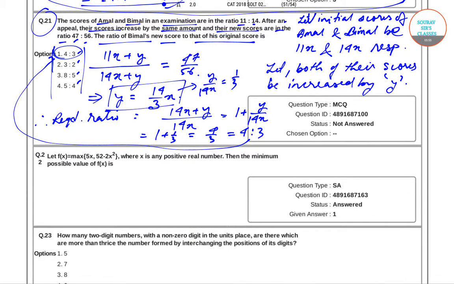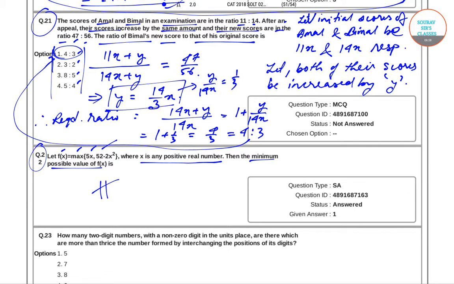The next question is question number 22. It has been said that let f of x be equal to the maximum of 5x and 52 minus twice x squared, where x is any positive real number. Then the minimum possible value of f(x) is, the minimum possible value of f(x). So this is a fairly easy question. For that I'll try to incorporate a graph so that your understanding is very clear.